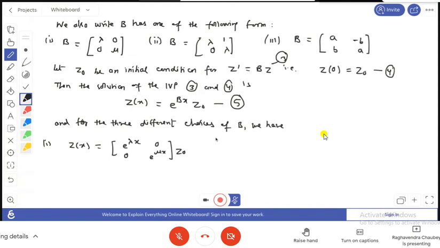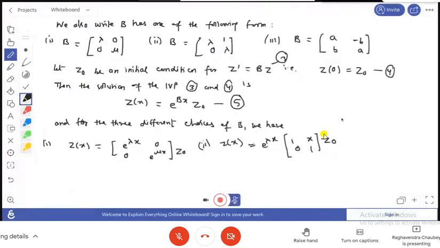Okay, so here the first one is Zx, and second, if B is the matrix of this form, what is our solution? Our solution is Zx equals e to the power lambda x, and in brackets, this equals 1 x, 0 1, Z0. Okay, so you know that in the previous class we looked at B equal to this thing. So what is the exponential of bx? You know that this is the exponential of bx.